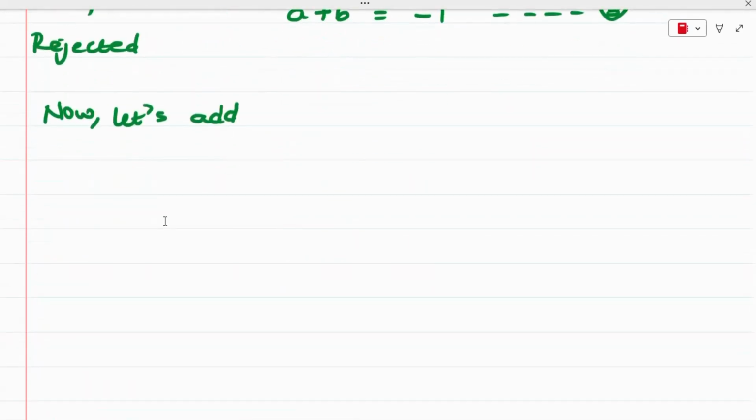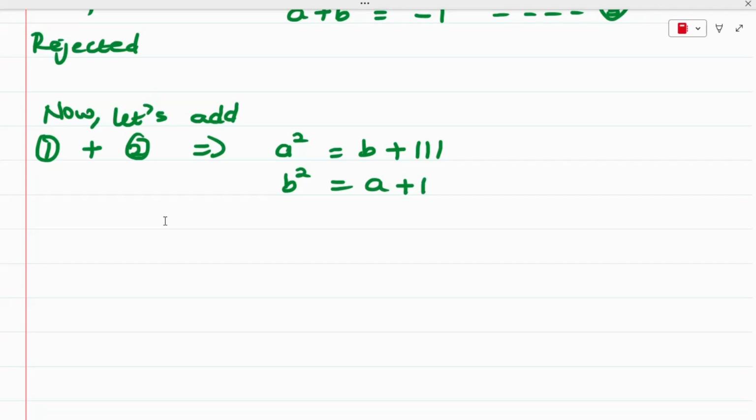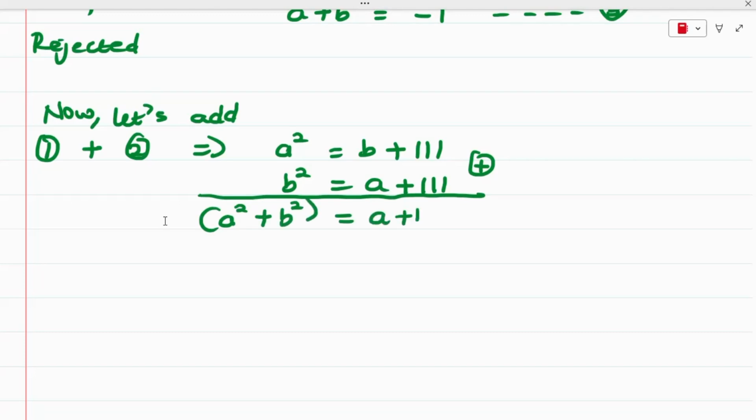Now at this point, from here we want to add equation 1 and equation 2. So we have equation 1 plus equation 2, which implies that a square is equal to b plus 111, and b square is equal to a plus 111. If we add both of them, this implies that we have a square plus b square is equal to a plus b plus 111 plus 111, which will give us 222.